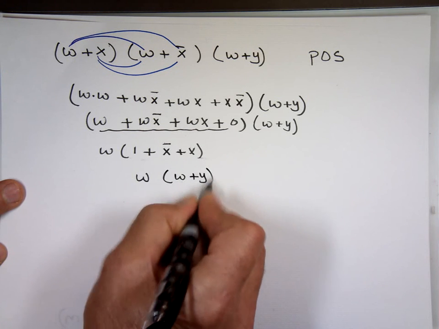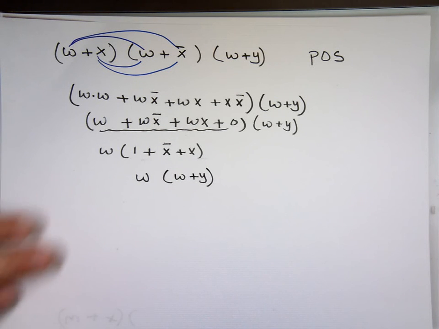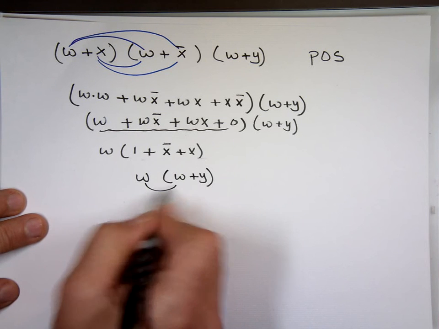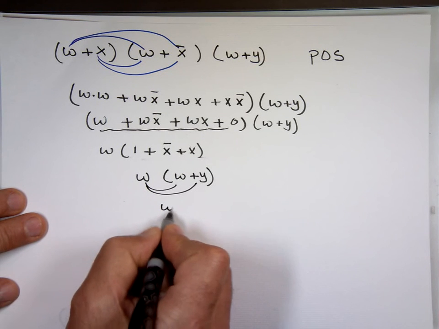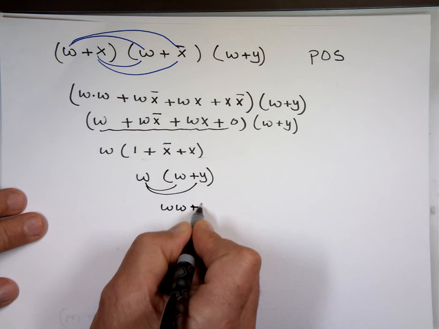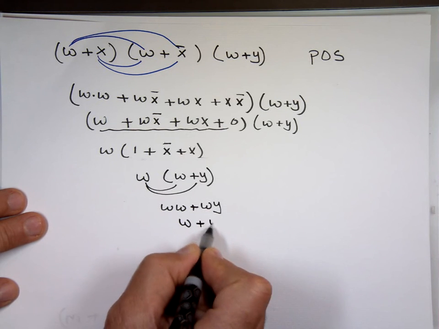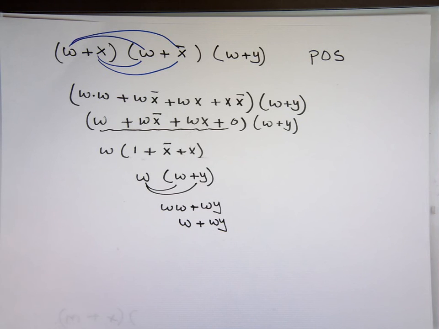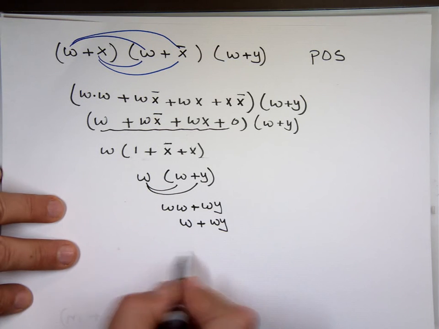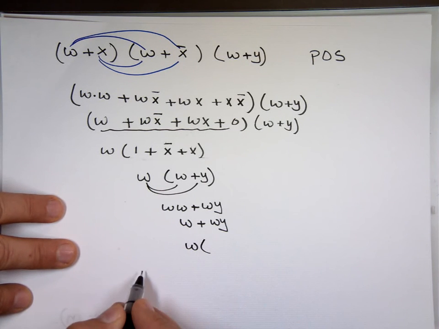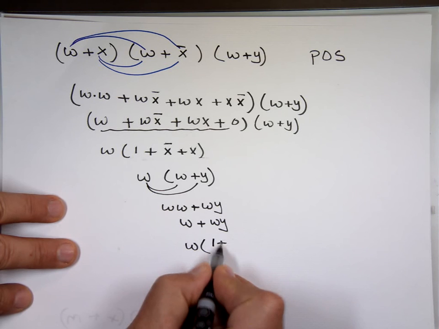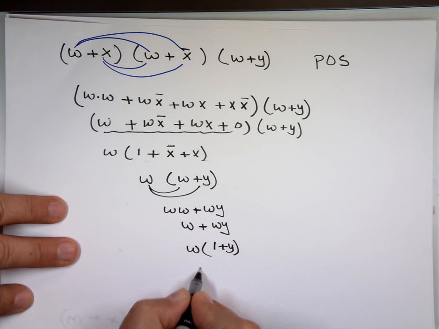Distribute that again. That's W and W plus W and Y. So what's the result? Factor W out. What's left? 1 plus Y, which is what? 1. So that's W and 1, which is W.